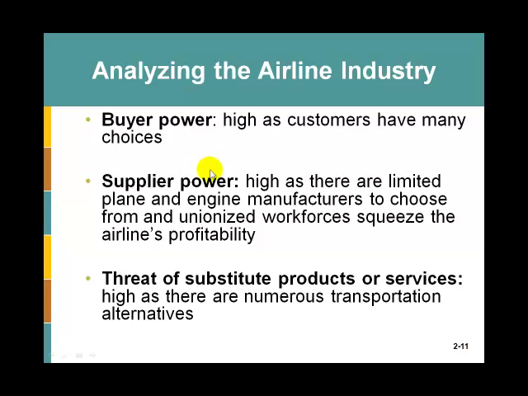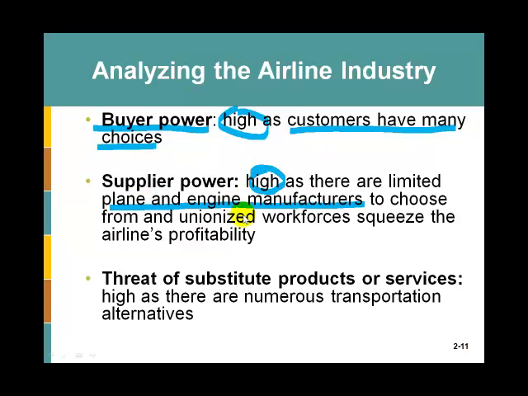Let's use the airline industry as an example. In the airline industry, because customers have many choices, the bargaining power of the customer will be higher, and at the same time there are only a few airplane and engine manufacturers, like Boeing and Airbus from Europe, for the airlines to purchase airplanes from. Therefore, suppliers' power over the airline companies is also very high, and the threat of substitute products and services for the airline industry is also very high, particularly for shorter distance travel, because people can take the train or drive themselves. Therefore, the threat is also quite high.